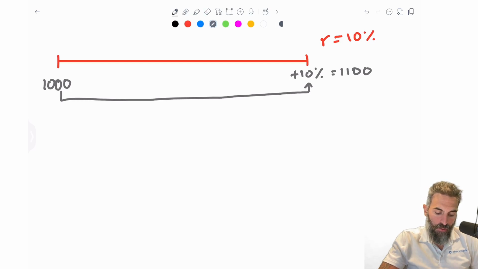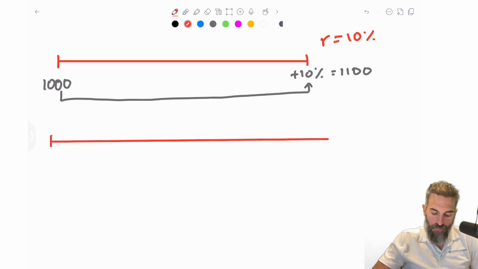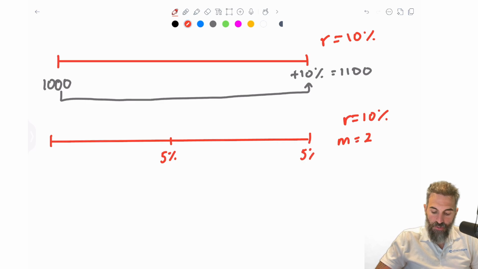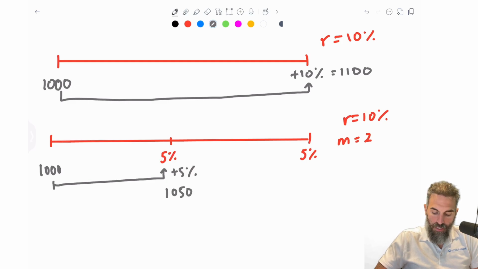Now, the more often I compound, so let's say I compound twice per year, same thing, your rate is 10%, but you're compounding, we usually use the symbol M for that, 2 times per year. What does that mean? It means we take our 10% and cut it in half. So 5% here, 5% here. Instead of waiting a full year, you get your first interest in 6 months. You deposit $1,000 today, wait 6 months, and gain 5%, so now we're at $1,050. Then you go another 6 months, you get another 5%, and now we're at $1,102.50.